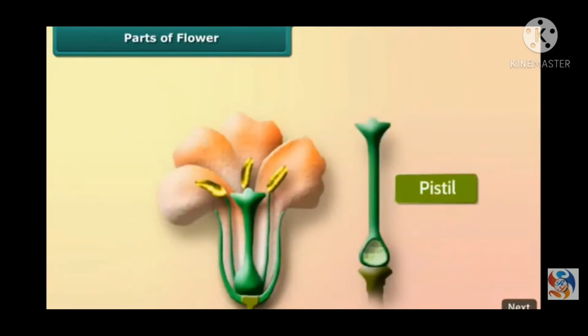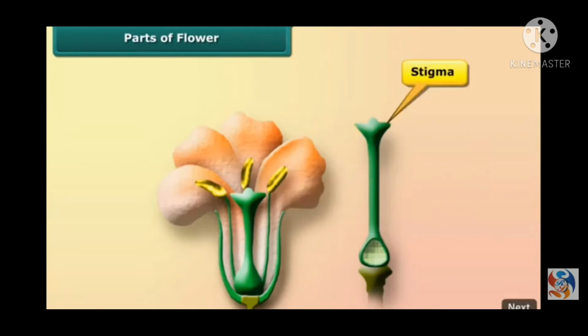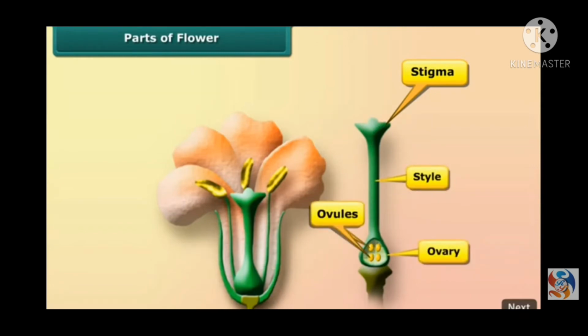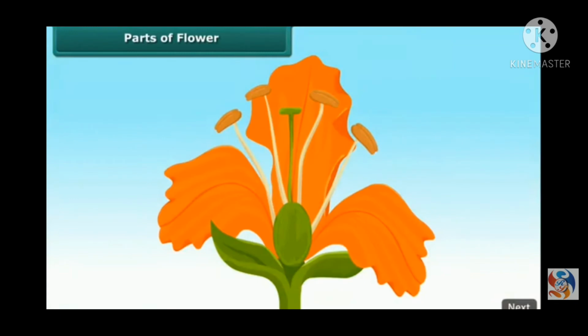The pistil has three parts: stigma, style, and ovary. The stigma is the sticky surface on the top of the pistil. It traps and holds the pollen. The style is the tube-like structure that holds up the stigma, and the ovary contains the ovules. Other important parts of the flower are the petals and sepals. Petal is the colored part of a flower. The sepals are the green petal-like parts at the base of the flower. Receptacle is the part of a flower stalk where the parts of the flower are attached.